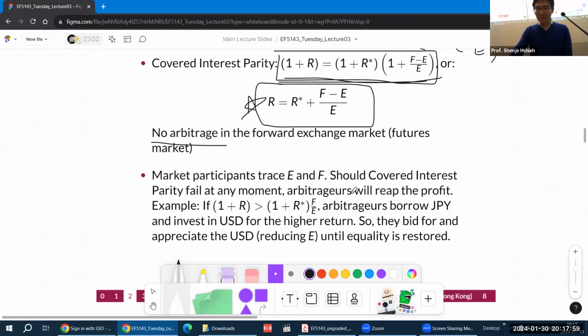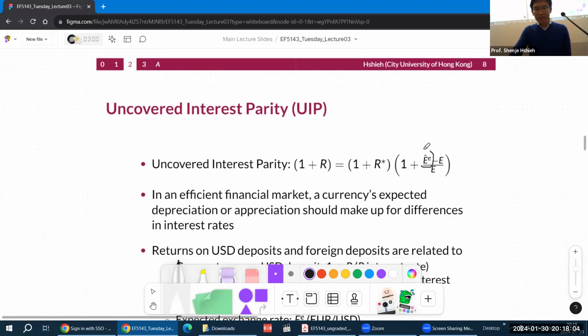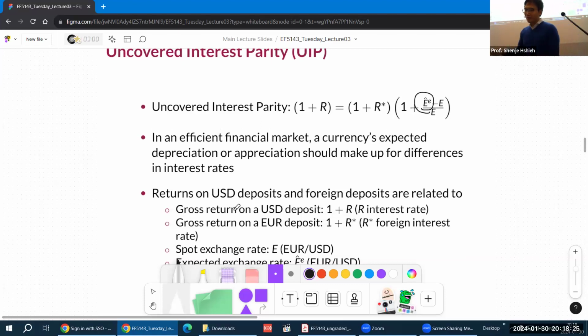Now things are going to be a bit different. Now we're going to replace F with E hat E. It's called uncovered because we are no longer eliminating future FX risk anymore. There are two reasons why we can do this, as I mentioned earlier. First of all, we can replace F with E hat E because we can assume efficient markets.